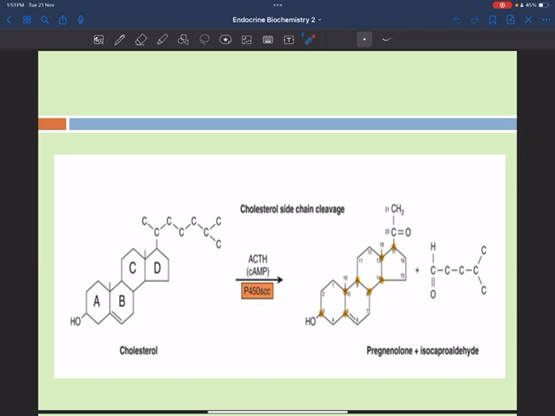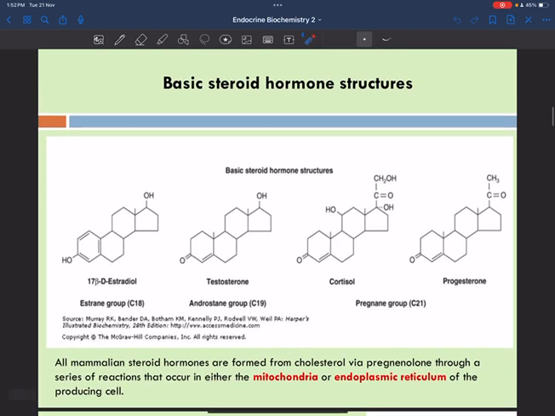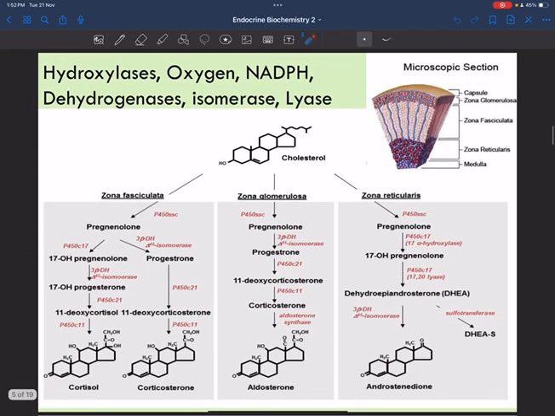Estradiol, for example, testosterone, cortisol, progesterone. You are, I think, familiar with the action of these hormones, and these are the differences between them: the number of carbons as well as the functional group on these hormones. It will be more clear in the next slides, and this is what I meant. In the zona fasciculata, for example, we are going to form cortisol and corticosterone hormones.